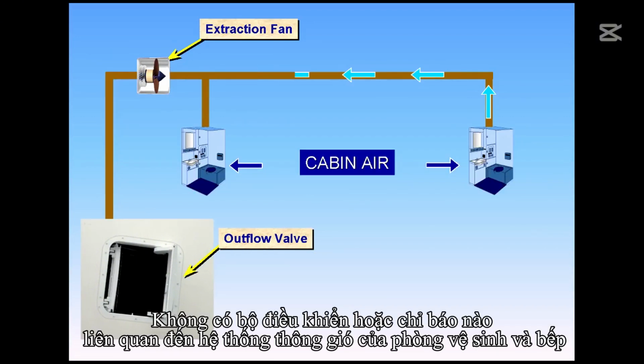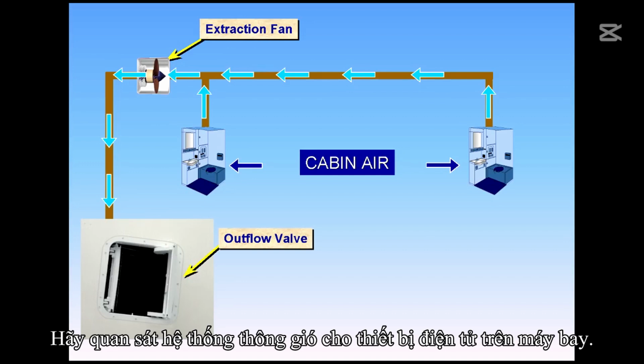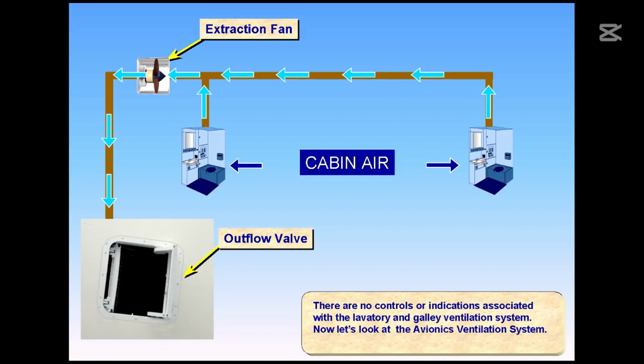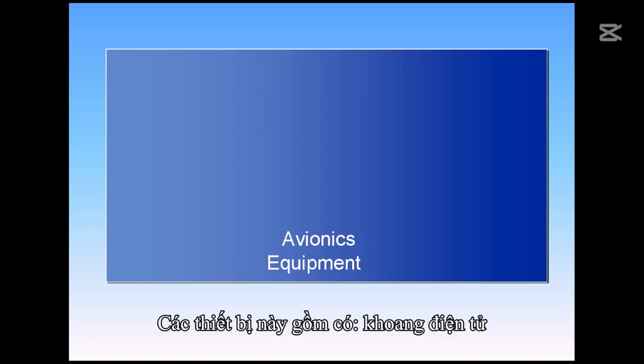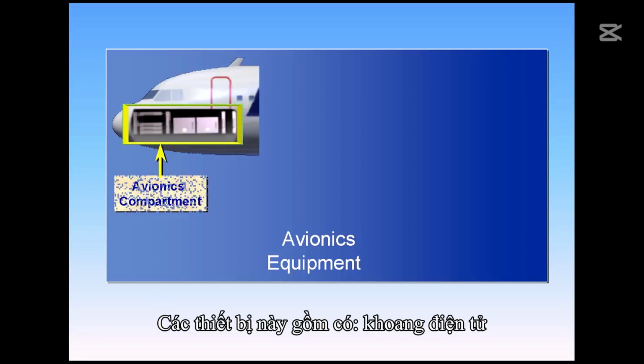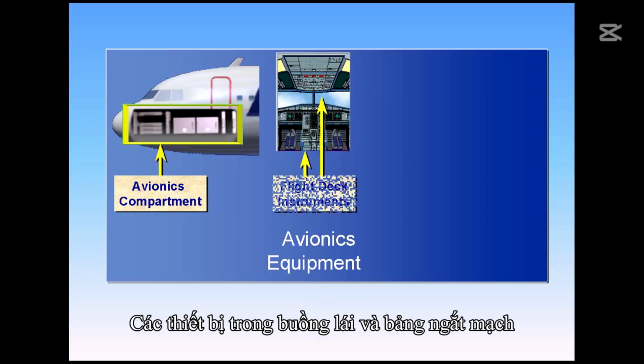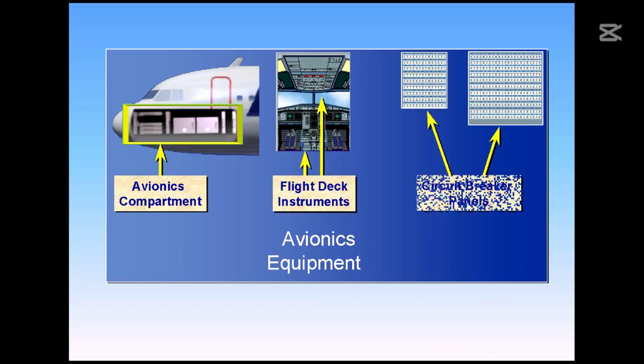There are no controls or indications associated with the lavatory and galley ventilation systems. Now let's look at the avionics ventilation system. The avionics ventilation system provides cooling air for the avionics equipment. This equipment includes the avionics compartment, the flight deck instruments, and the circuit breaker panels.